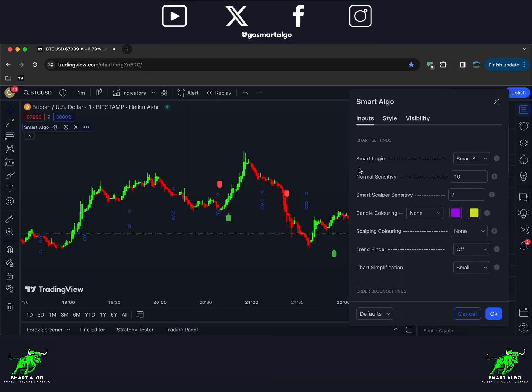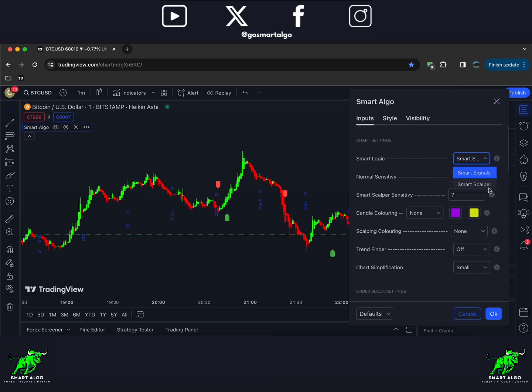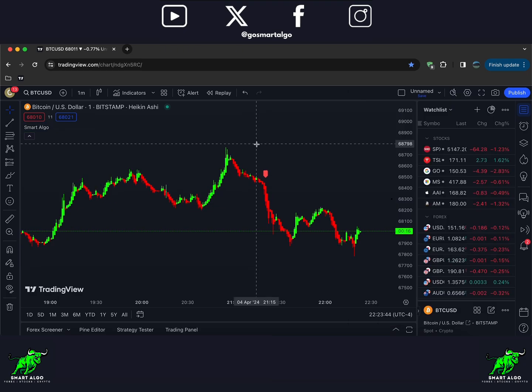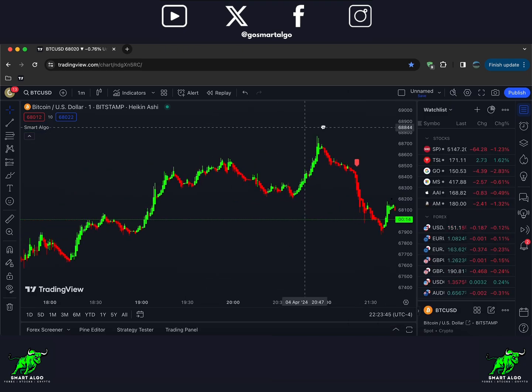So over here, guys, we're going to see on the smart logic, we have these two options, smart signals and smart scalper. So smart signals is going to be our regular signals that we'll be using most of the time. But once you get over to the lower time frames, we'll be switching over to smart scalper. So as you guys can see, we're on the 1 minute time frame and the signals are not looking that good. But once we switch it over to smart scalper and let it load, as you can see, guys, we'll only be getting the accurate signals now.